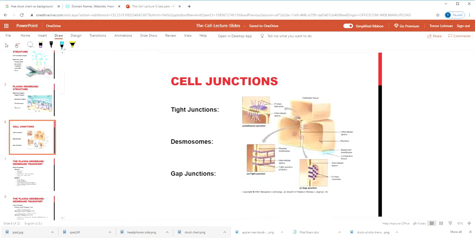This next slide, we're going to talk about cell junctions. This actually becomes so important in other lectures. When we talk about skeletal muscle versus cardiac muscle, this is important. When we talk about which layers of the epidermis are more structurally sound or tougher, we're going to talk about desmosomes. When we talk about the lining of your digestive tract, we talk about tight junctions. So this is an important concept that we will circle back to in other chapters.